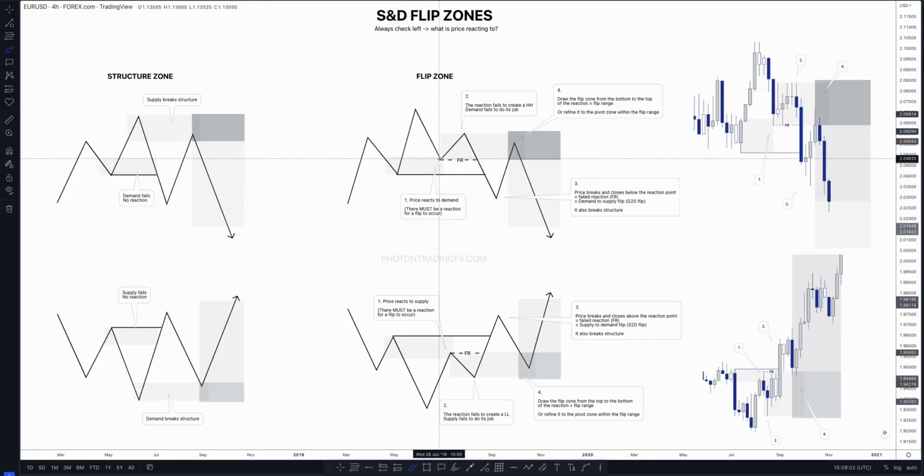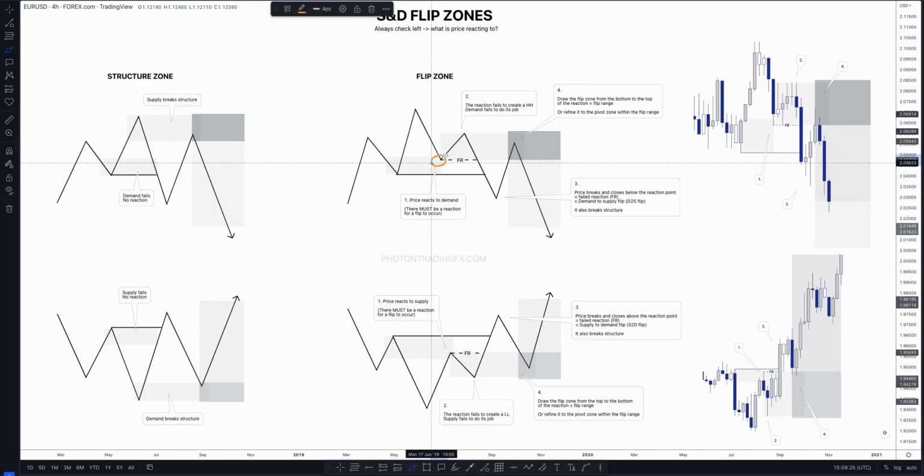So the reaction is key because the reaction tells us that this is somewhat significant demand, that there were actually enough orders from within here to contain price and to make price react a little bit. Like here, this is valid demand and it did cause a break of a high, but when price revisits it, there's no reaction, it just smashes straight through. But here, we need to see a reaction for a flip, okay?